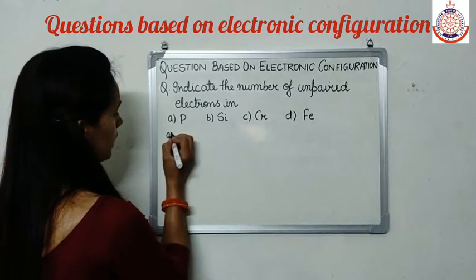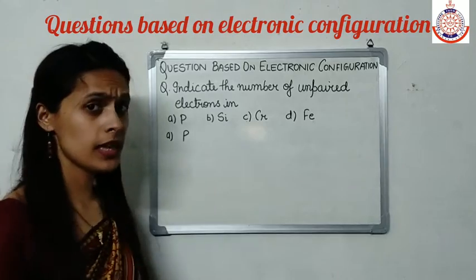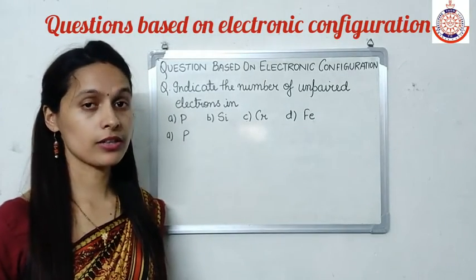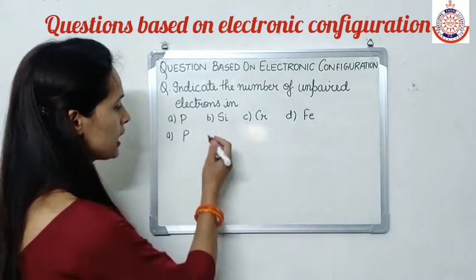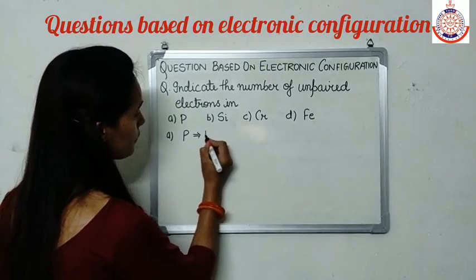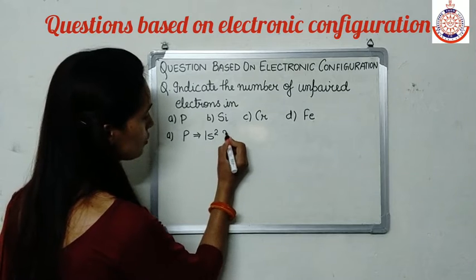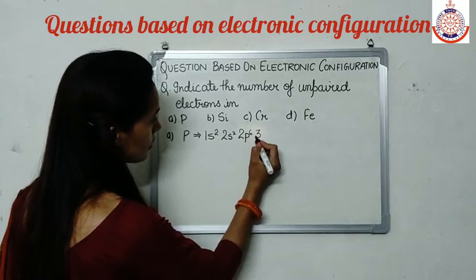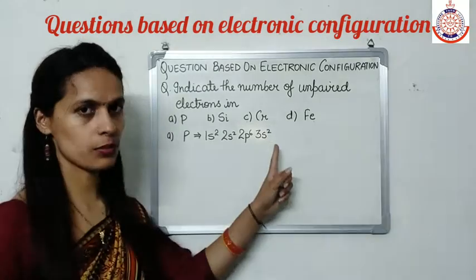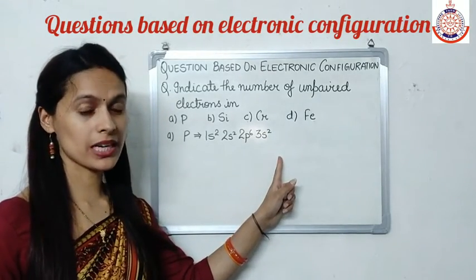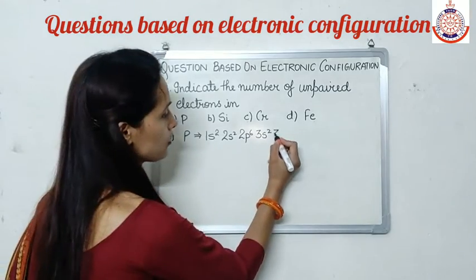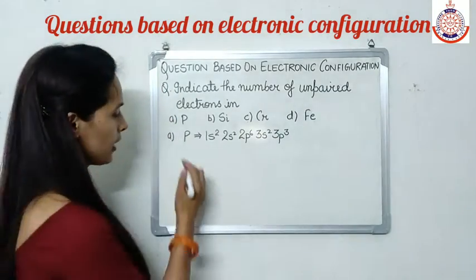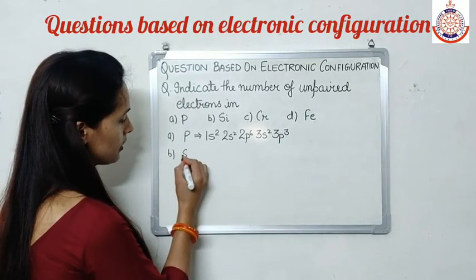First of all, phosphorus. Now phosphorus, the atomic number is 15. So the number of electrons is also 15. So we'll arrange the 15 electrons like this: 1s2, 2s2, 2p6, 3s2. So the number of electrons becomes 12. Now still we have to arrange 3 electrons. So 3p3. Clear? Now second is silicon.